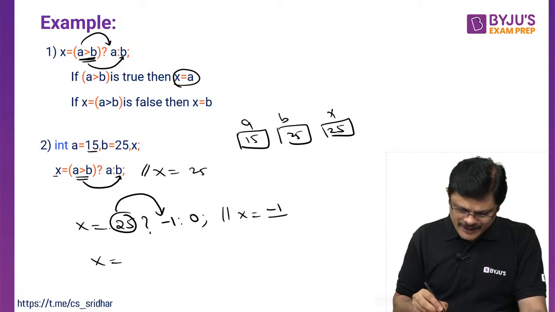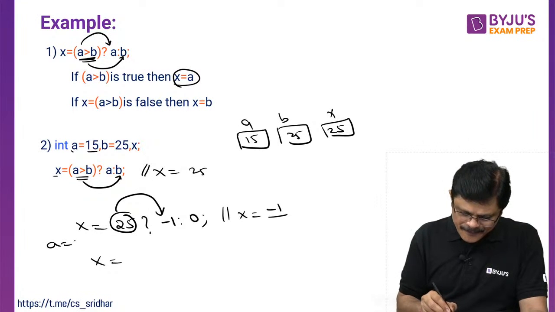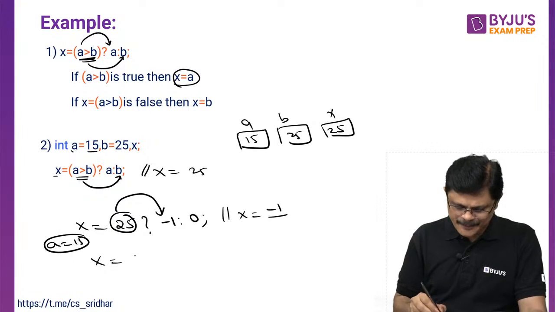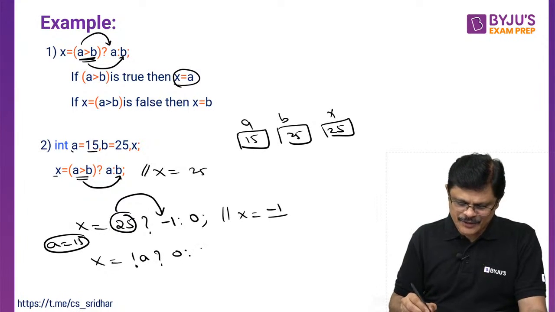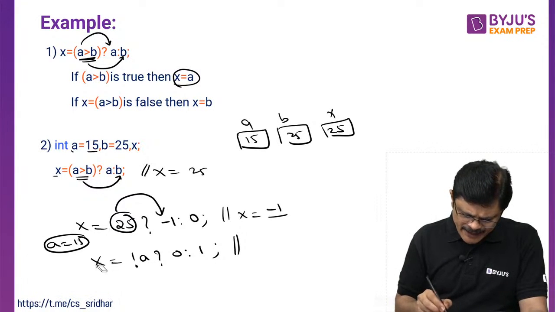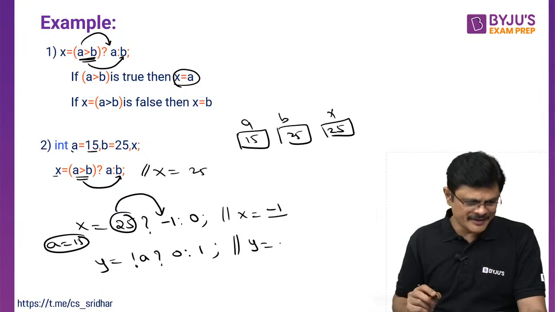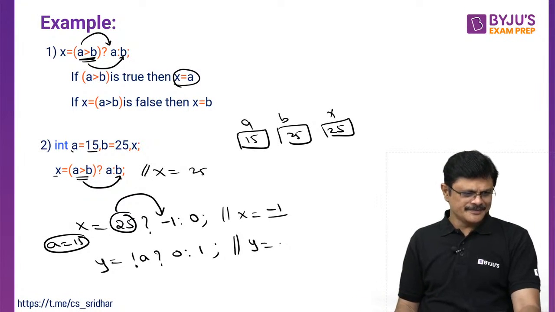Now look here, A is 15. A is 15, not A, question mark, 0, 1. What is the value? Every time you are saying x, you may feel bad, so let me put y here. What is the value of y here?